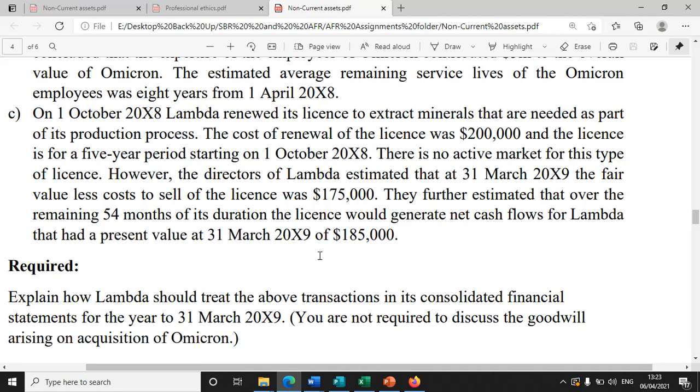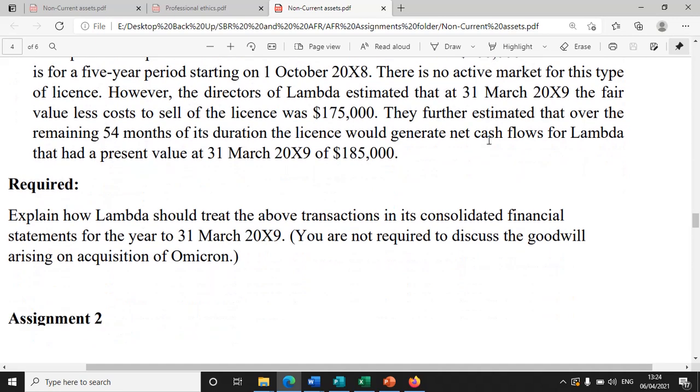Okay, let's check there. Impairment occurs when the carrying amount is greater than the recoverable amount. The recoverable amount is 185. Let me just get that clear. The recoverable amount is the higher of 185 and 175, so 185. The 185 is compared to the 180, and we discover that the recoverable amount is higher than the CV. Therefore, there has been no impairment loss.